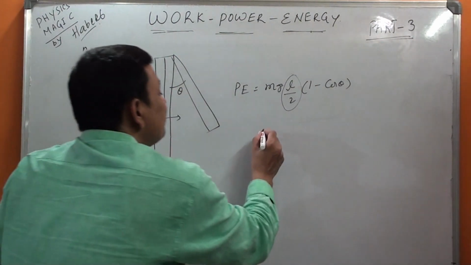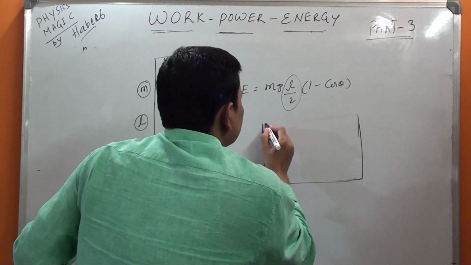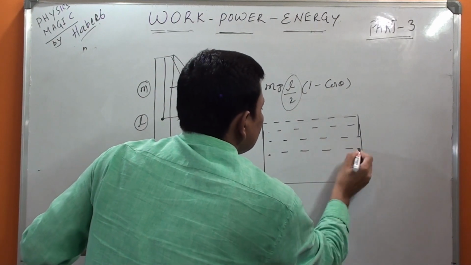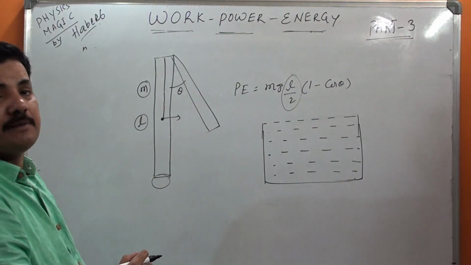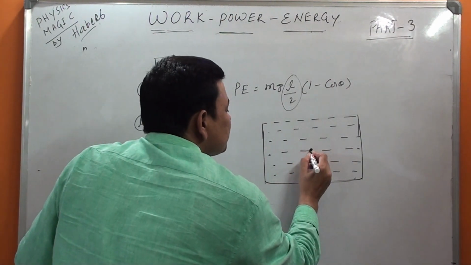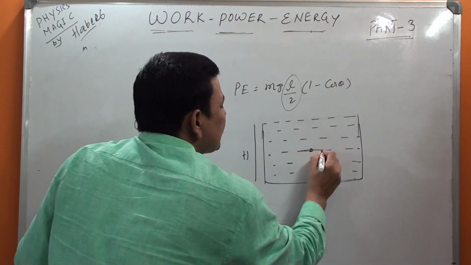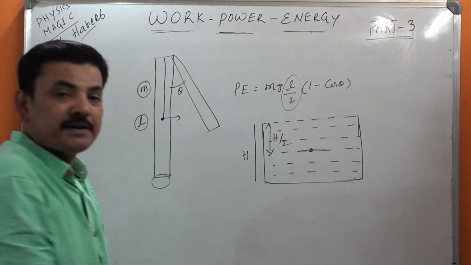You will be getting examples like this only. Like this also: if you take a tank and the tank is full of water, earlier it was empty, now it is full of water. Now what is the potential energy? Here also you have to take only half of the height. Total height is h only, but its mass is concentrated at the center. So it is h by 2, then mg h by 2.